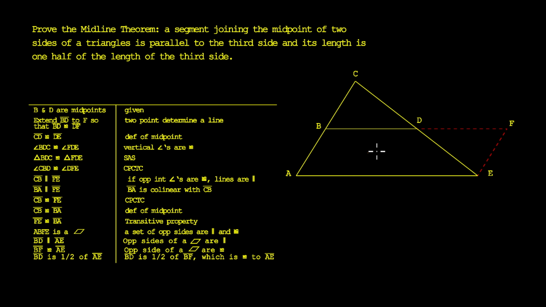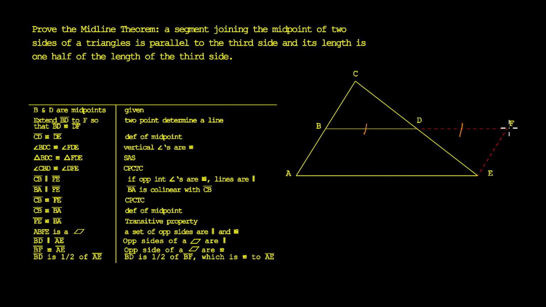Here's the proof, and we will put it on the diagram. Make sure you understand every point because it's very long and pretty complicated. So first, B and D are midpoints, given. Next, extend BD to F so that BD is congruent to DF. Two points determine a line. So we will extend BD to F so that BD is congruent to DF.